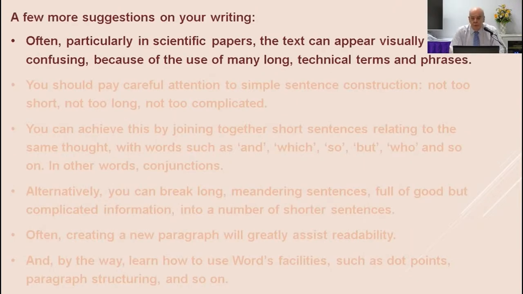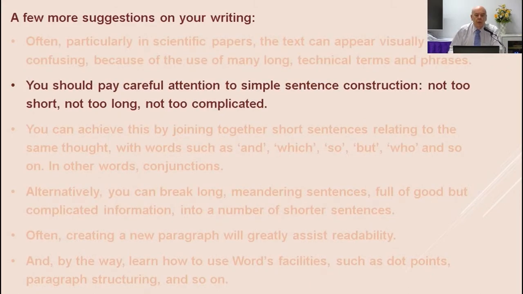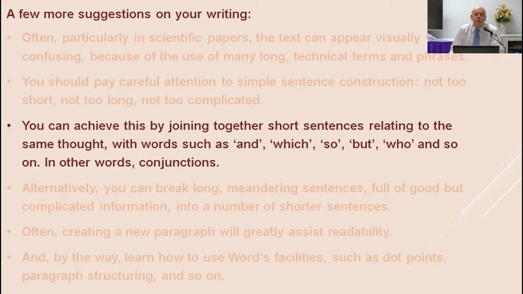So a few more suggestions on your writing. Often, particularly in scientific papers, the text can appear visually very confusing, a visual confusion because of the use of many long technical terms and phrases. You should pay careful attention to simple sentence construction. Not too short, not too long, not too complicated. You can achieve this by joining together short sentences relating to the same thought with words such as and, which, so, but, who, and so on. In other words, conjunctions.